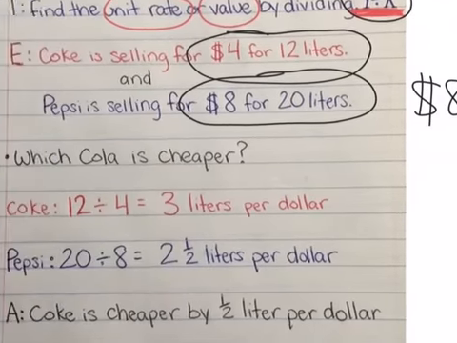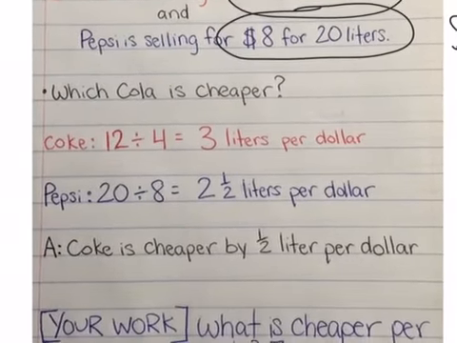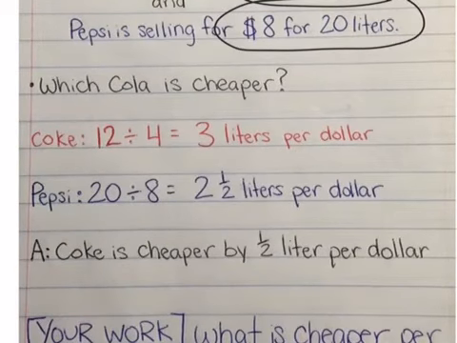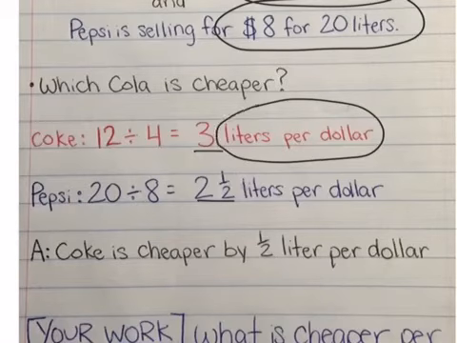So if we come back to our notes over here, we see that Coke is cheaper by 1/2 liter per dollar. Now here is a very common mistake that we might see. Obviously, when we divide the y by the x, we have 12 divided by 4, and we get 3. Now the 3 is the easy part. And down here, if we divide our y, which is 20, by 8, we get 2.5. Again, that's the easy part. But where it gets challenging is remembering what our units are.